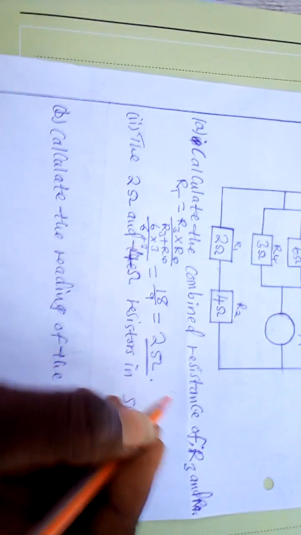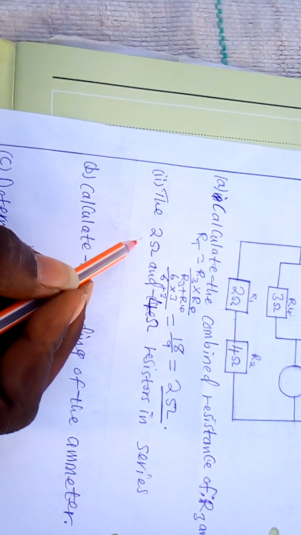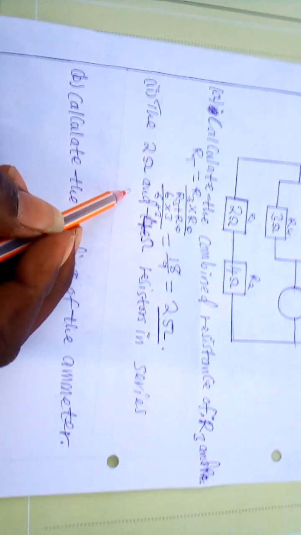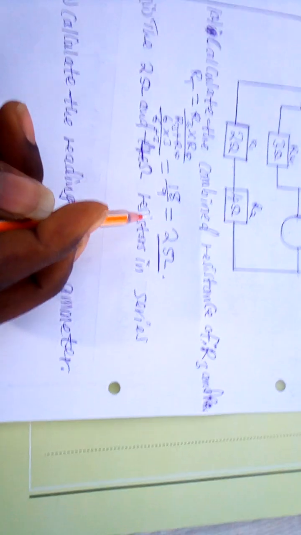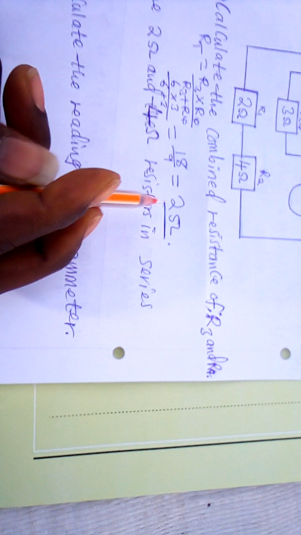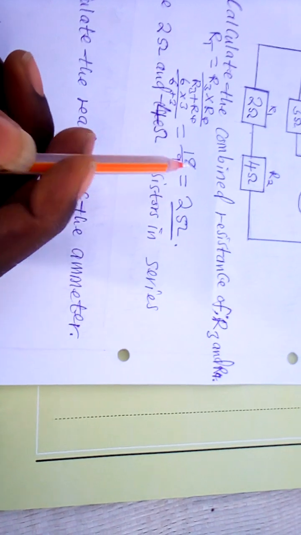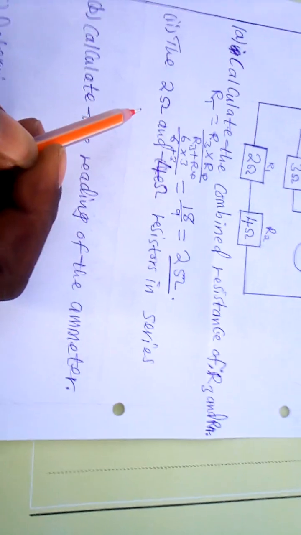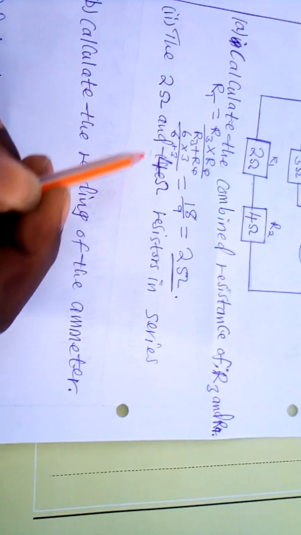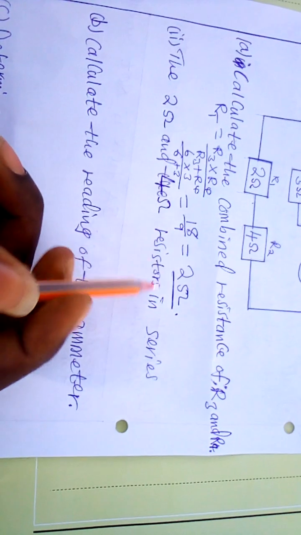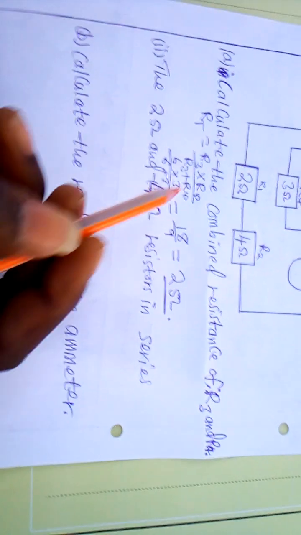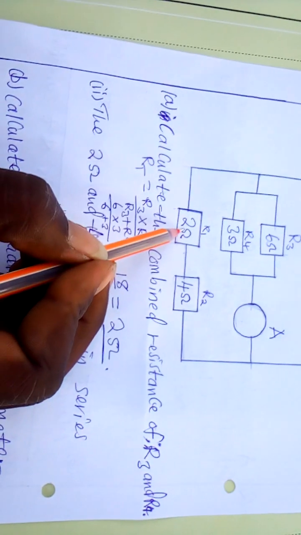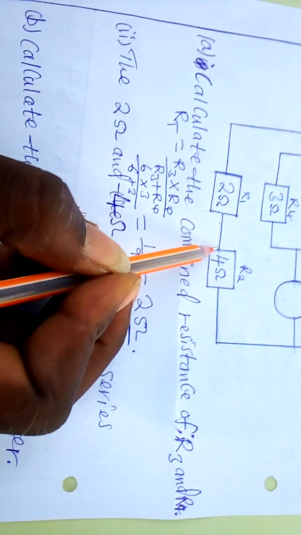Let's now shift on to the next question. The next question reads as follows: calculate the 2 ohm and 4 ohm resistors in series. So we are going to calculate the 2 ohm and 4 ohm resistors in series. These are the ones we have seen, 2 and 4 ohms. Now let's calculate this one.